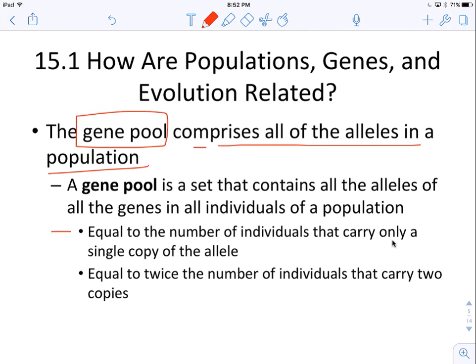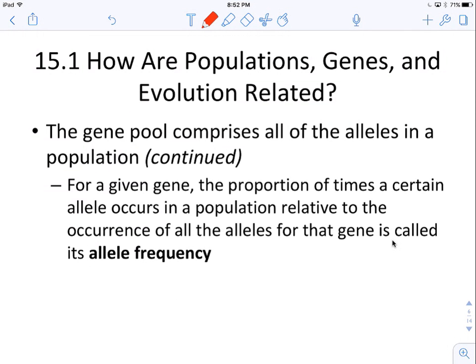So it's equal to the number of individuals that carry only a single copy of a gene and twice the number of individuals that carry 2 copies of a gene. So for homozygous or AA, it's equal to that number, or it's equal to twice the number of heterozygous because they have 2 alleles. Only 1 allele here and 2 alleles there. All right, that's our gene pool.